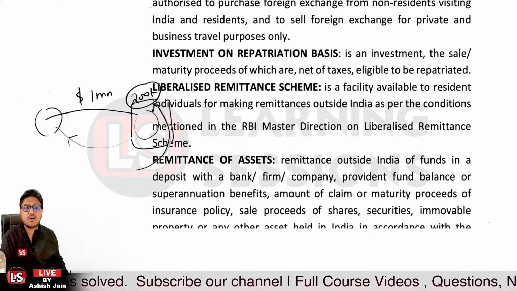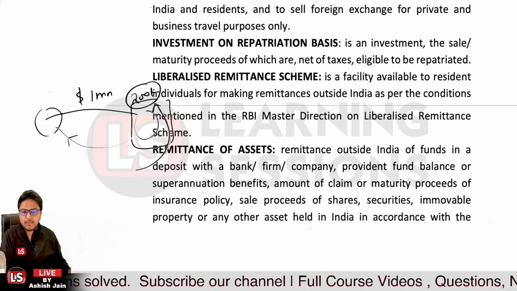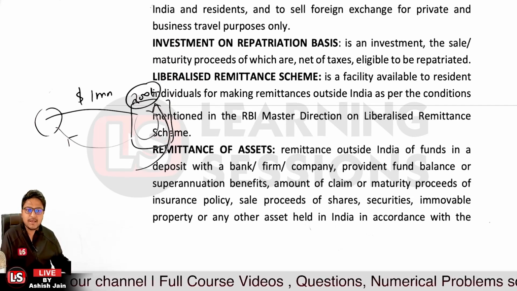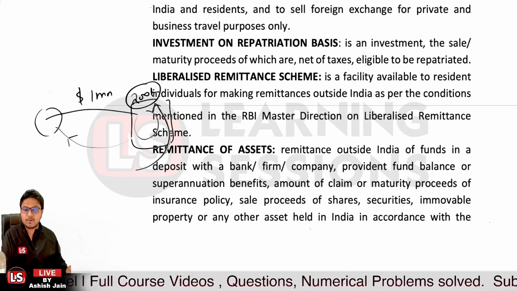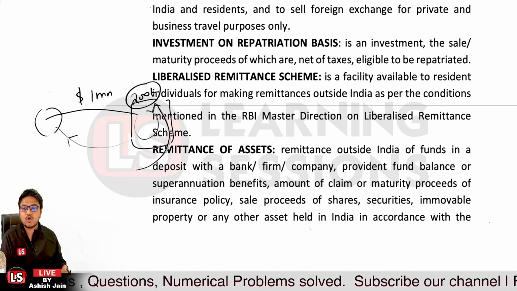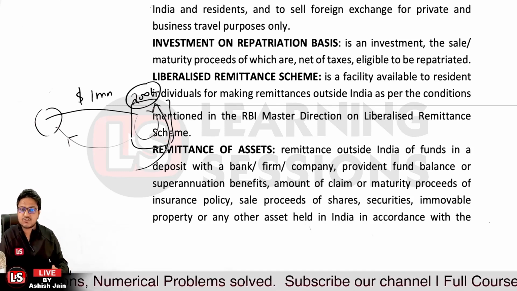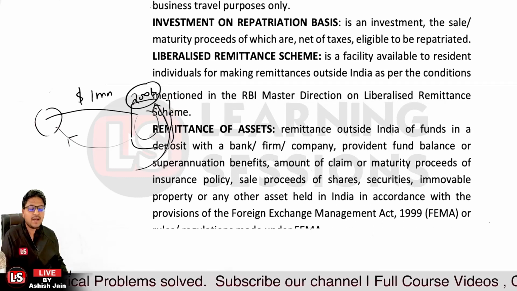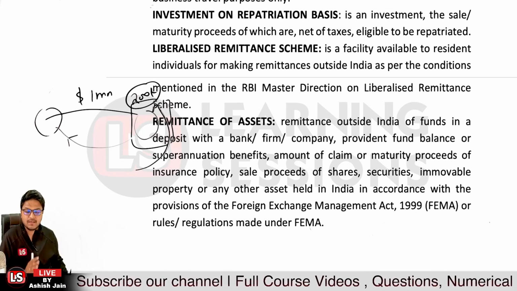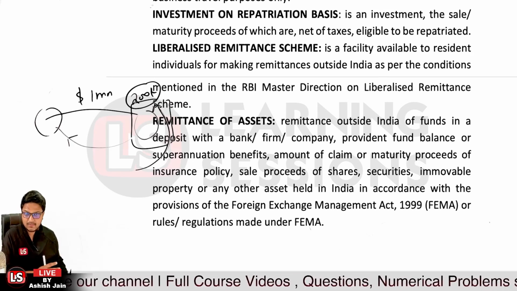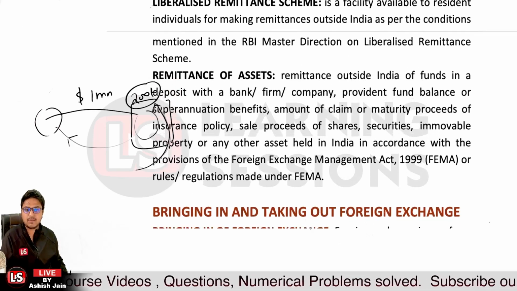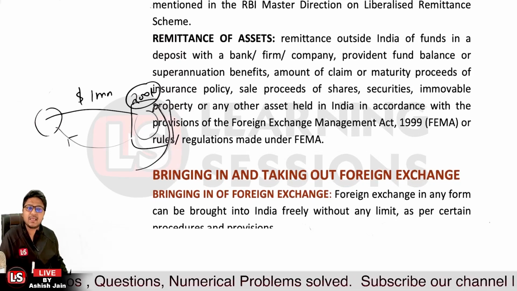Then it's related to remittance of assets outside India. Like if you're maintaining some assets here in India, let's say shares, debentures, securities, immovable property, superannuation funds or provident fund balances, those are your assets. When you want to remit those assets abroad, that's the remittance of assets, and that is to be in accordance with FEMA, the Foreign Exchange Management Act. We will be learning in detail how these assets can be remitted, what the limits are, and what the restrictions are. Okay, then it's related to bringing in and taking out foreign exchange.